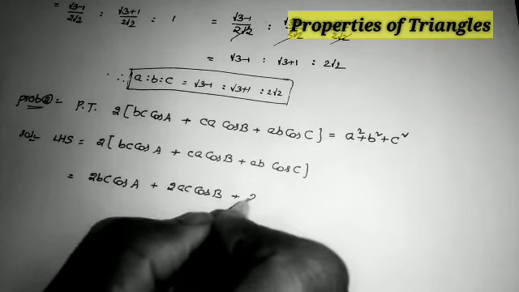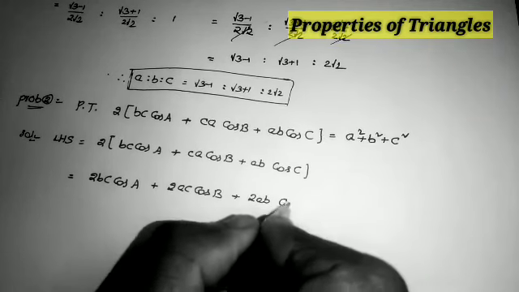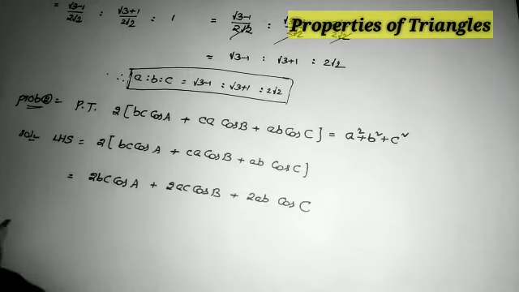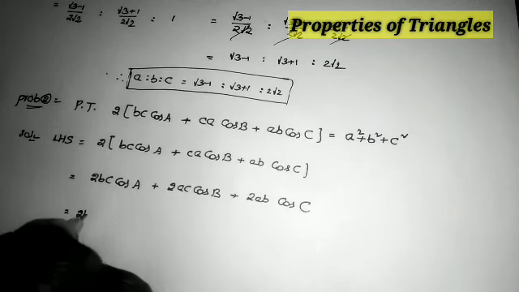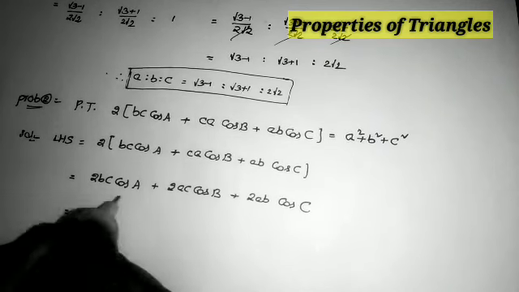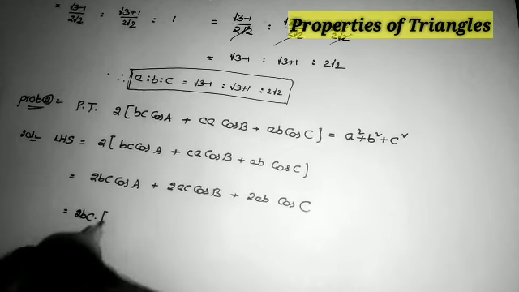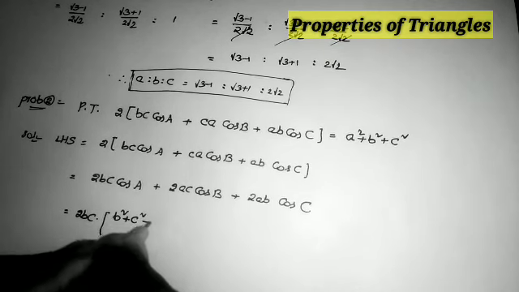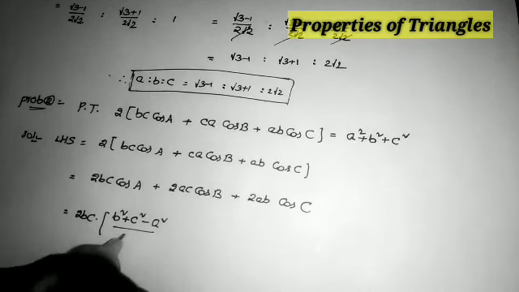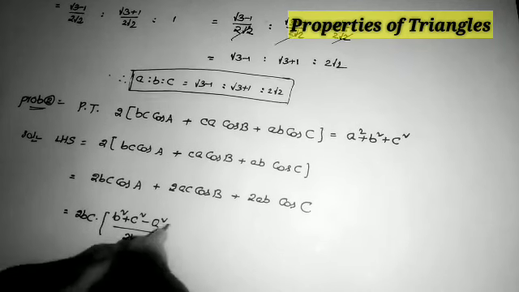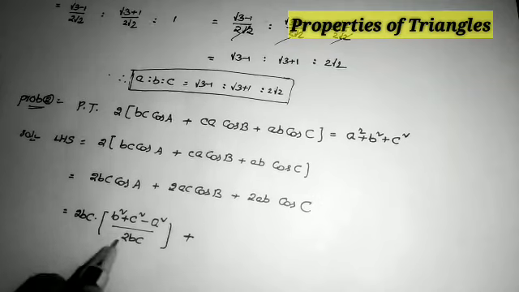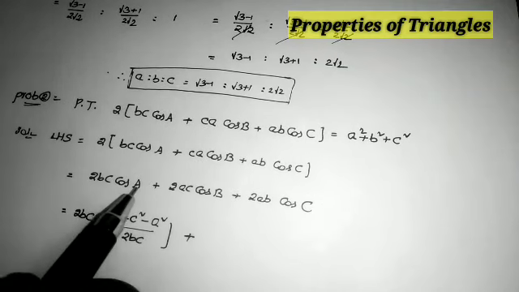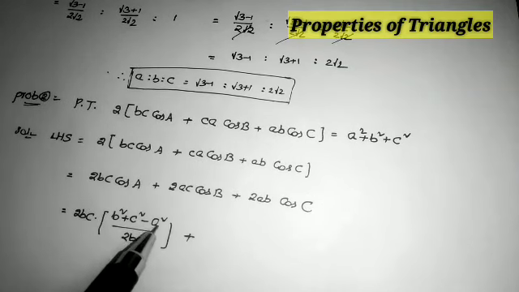Simply multiplying the three values by the first number 2 here. And this is equal to 2BC into, substituting the cos A formula. What is the cos A formula? By using the cosine rule, (b square plus c square minus a square) by 2bc. This is the formula for cos A.